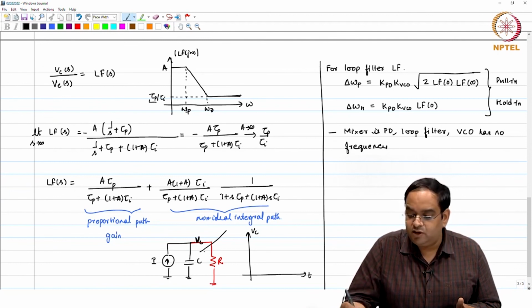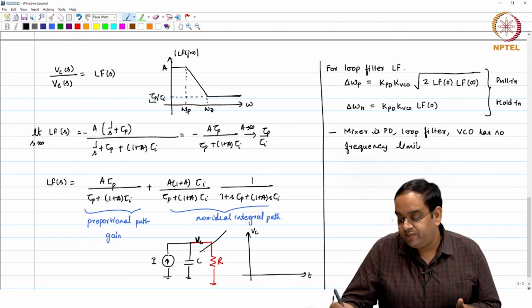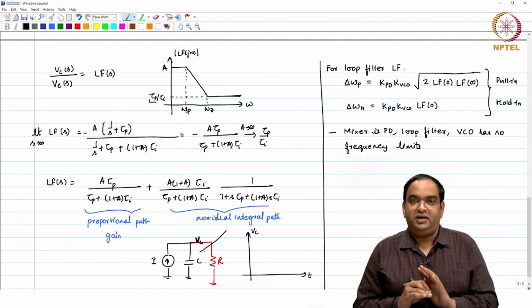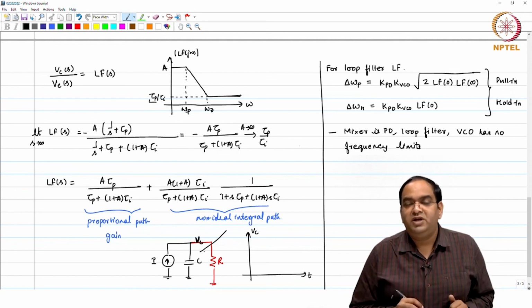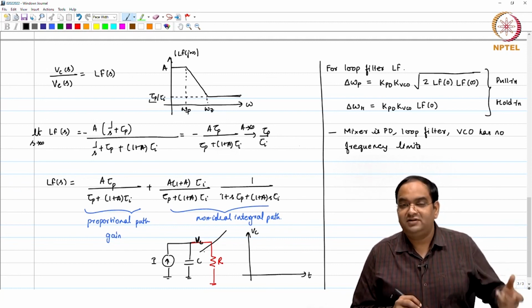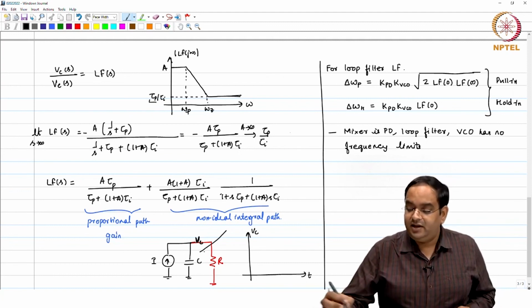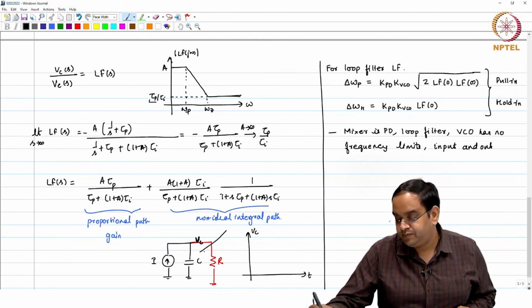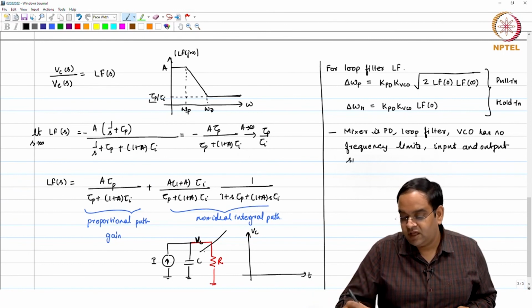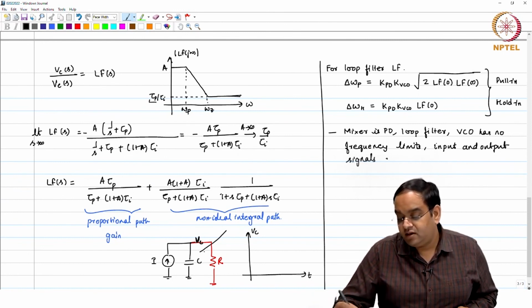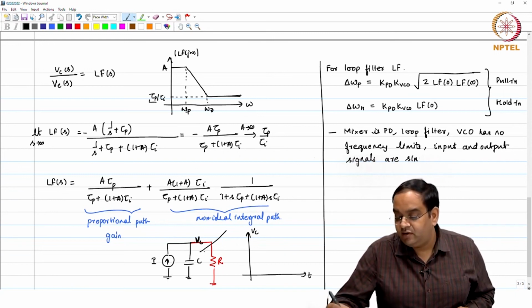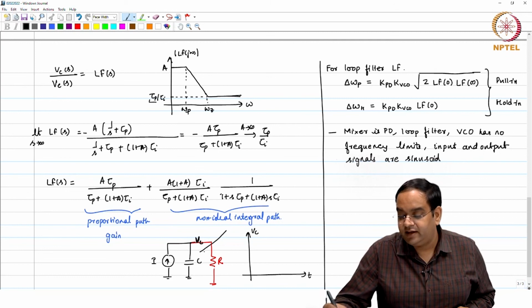So, please do not use the same expressions for different kinds of PLLs. It completely depends on what we are looking at, or what the exact PLL is. And our signals are sinusoidal, input and output signals are sinusoidal. Because later you are going to see that in some of the PLLs the input and output signals are square waves, and if you apply the same thing, it is incorrect.